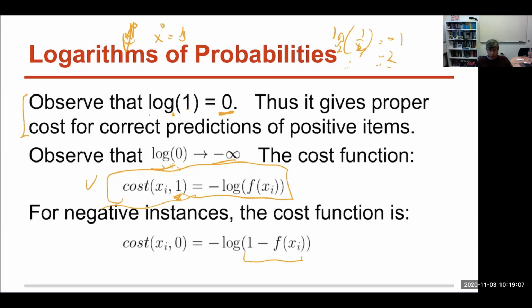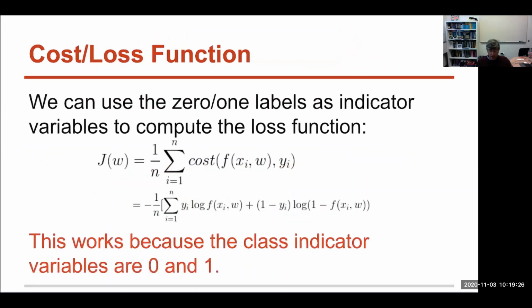Do people see how this log gives us a perfectly reasonable cost, with the advantage that it gives us more of a punishment the less accurate our prediction is? Any questions? That said, what is the final cost function for logistic regression? This is the cost that we wanted to pay on a positive example. This is the cost we wanted to pay on a negative example.